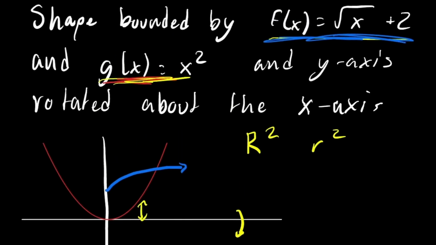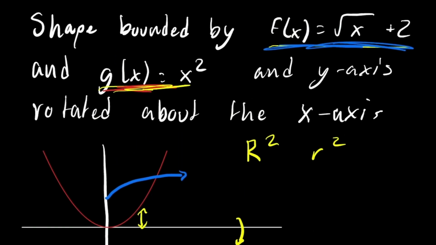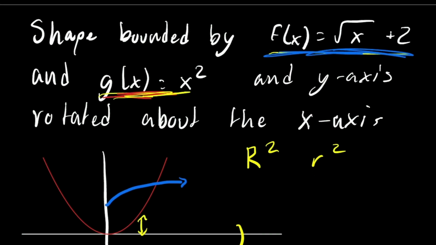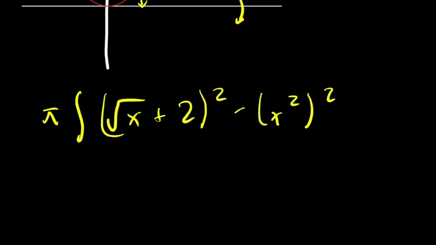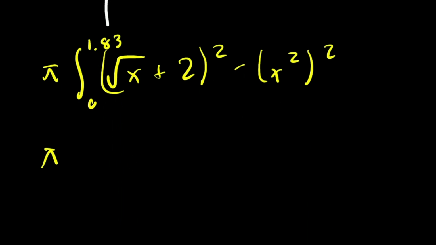And to find our bounds, we have to find where these two functions equal each other, which I don't know if it's a very nice number. Let's see. 2, 4. Yeah, it's not a nice number, so I'll need my calculator for that. So they intersect at x equals, oh boy, 1.83. I'm just going to round it. And we're going from 0 to 1.83. So this is really just more annoying than it is hard. So we're going to square it out, 0 to 1.83.